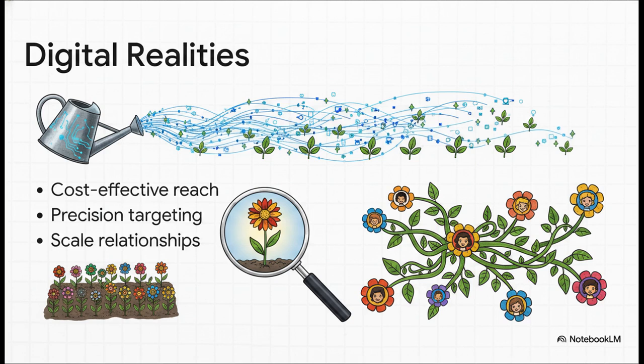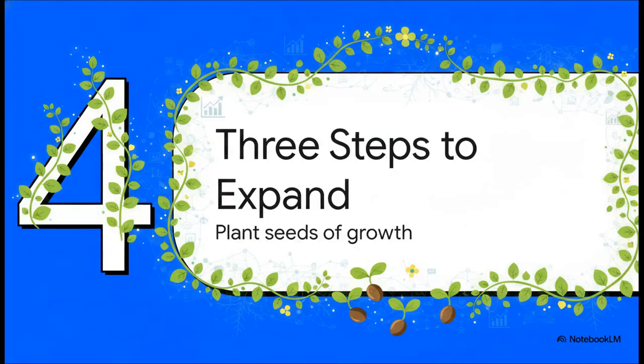And third, relationship building at scale. We finally have the tools to nurture relationships with hundreds of prospects simultaneously, all while keeping a truly personal touch. Yet, so many businesses are still operating like it's 1999, artificially limiting their own reach. Which brings us to Section 4, 3 steps to expand and plant the seeds of growth.